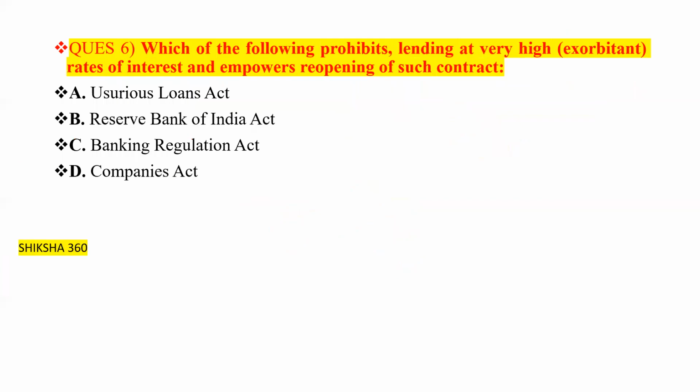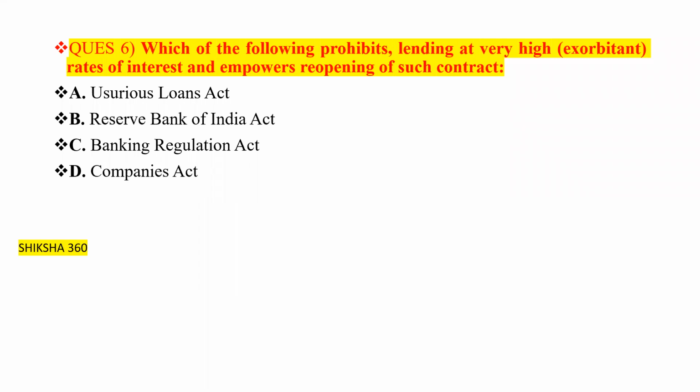Now move to the next question, question number 6. Which of the following acts prohibits lending at very high exorbitant rates of interest and empowers reopening of such contract, clear. First one is the Serious Loans Act, second one is the Reserve Bank of India Act, third one is the Banking Regulation Act, fourth one is the Companies Act, clear.